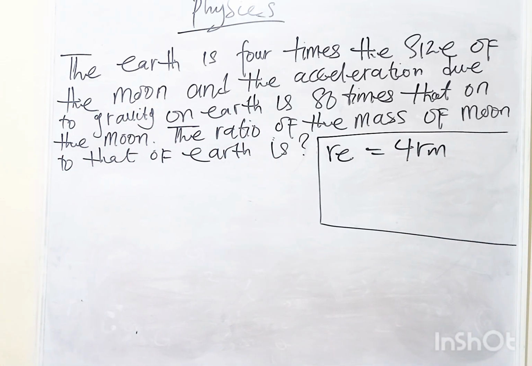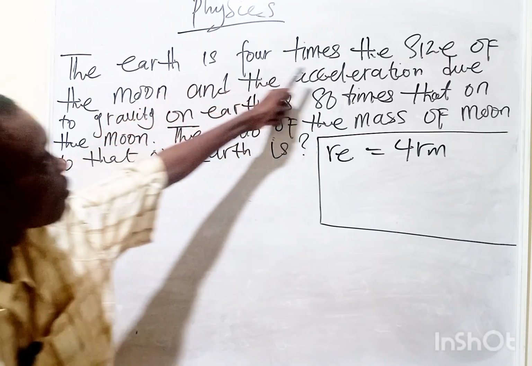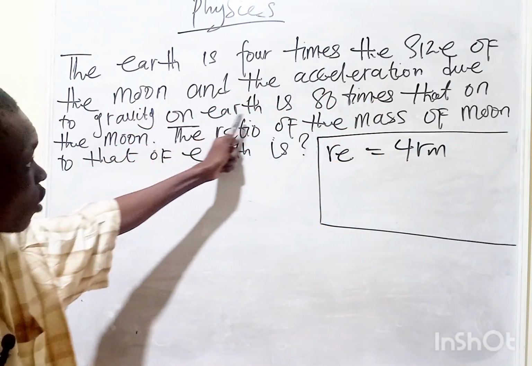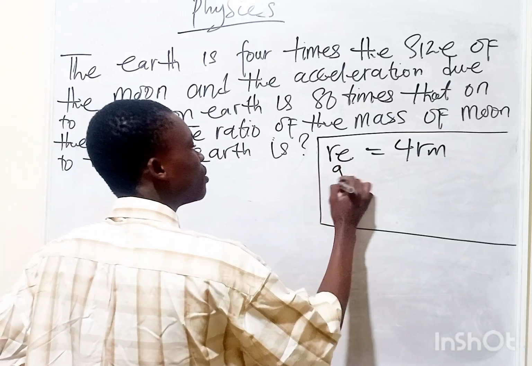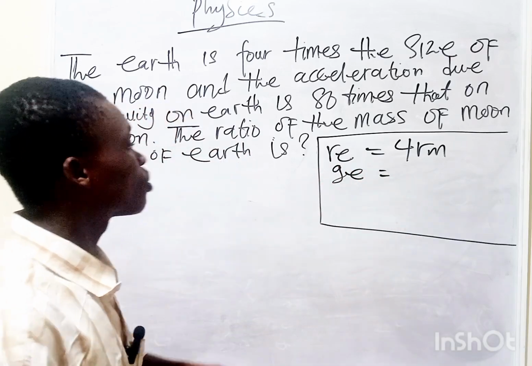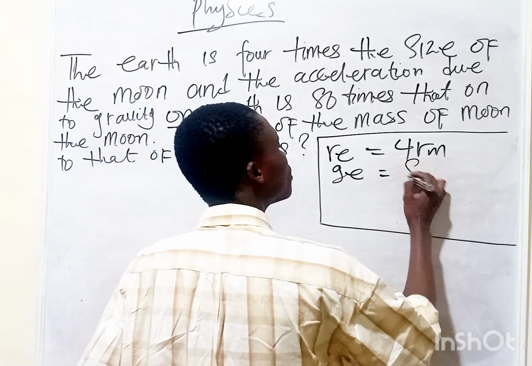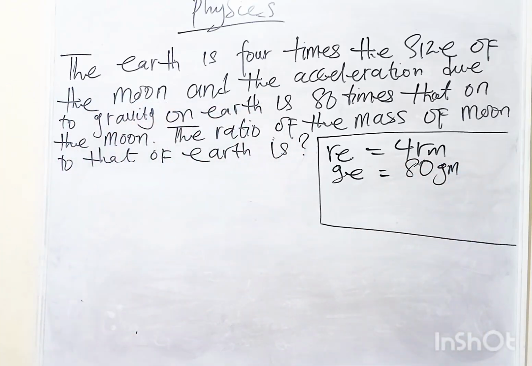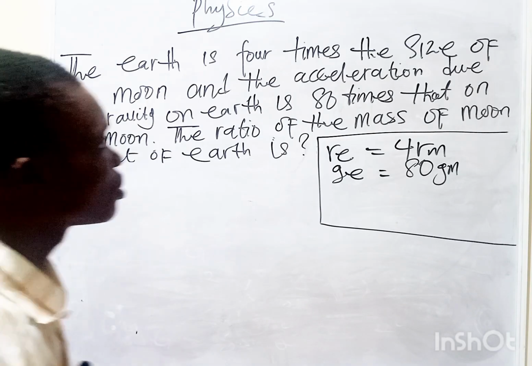So the next part says the Earth is 4 times the size of the Moon, and the acceleration due to gravity on Earth equals 80 times that on the Moon. So the acceleration due to gravity on Earth equals 80 times the acceleration due to gravity of the Moon.